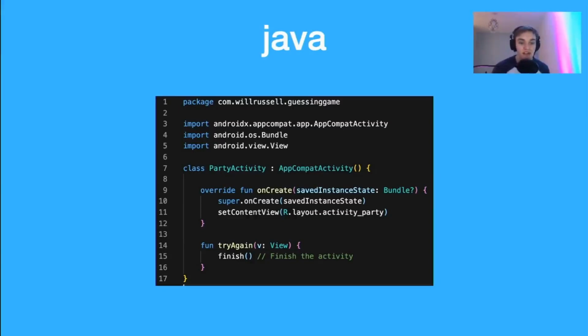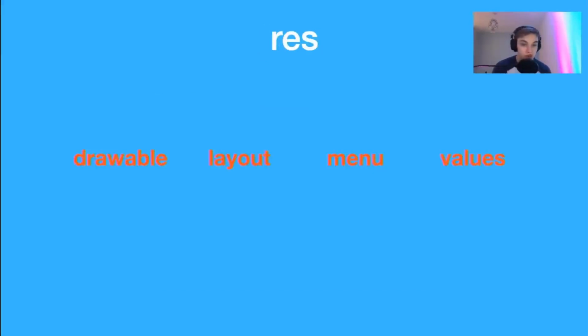And we've also got a try again method here, which calls the method finish, which just closes the activity and goes back to where it was. So if you only have one activity, it will close the app. So it could be quite handy if you wanted to log out of a banking app and close the app afterwards. And we've got our resources folder.